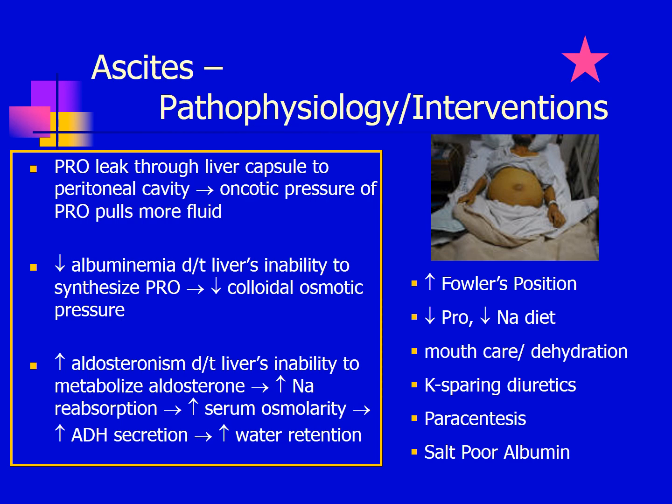So clearly the abdomen is large, so we're going to measure and assess, and provide a better position of comfort. It's increased Fowler's position. We want to decrease the protein and decrease the salt intake. Mouth care, dehydration, potassium sparing diuretics, paracentesis, right? So removing the fluid, and salt poor albumin, right, to help pull the fluid back into the space. Next slide.